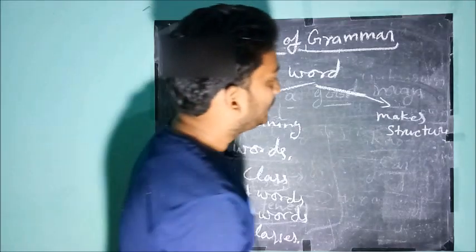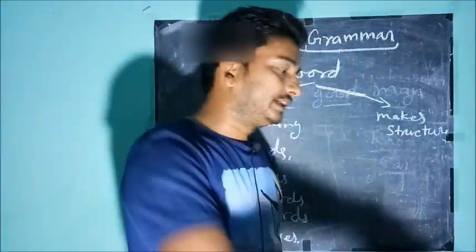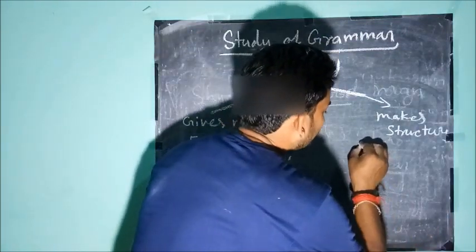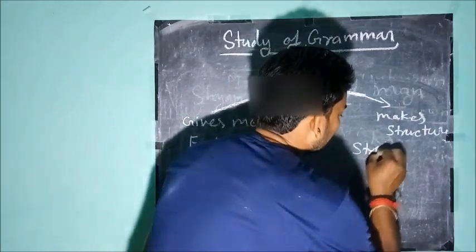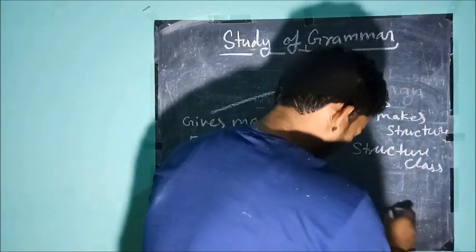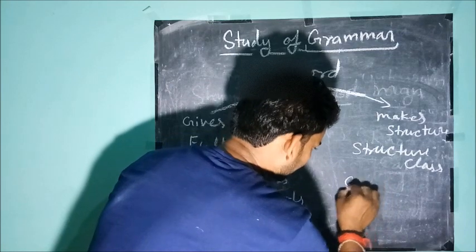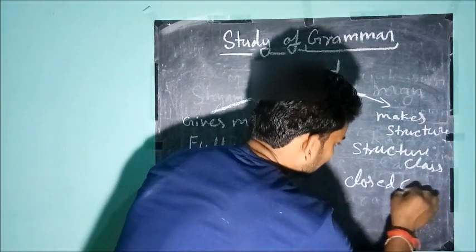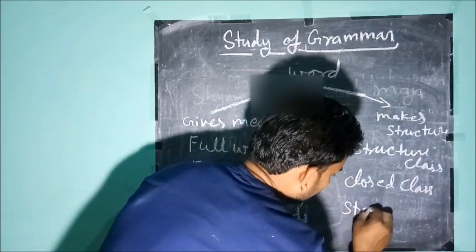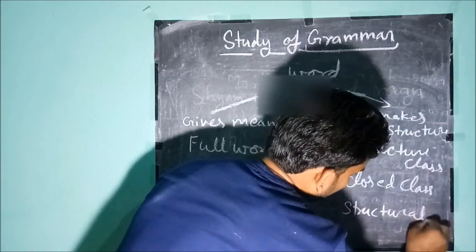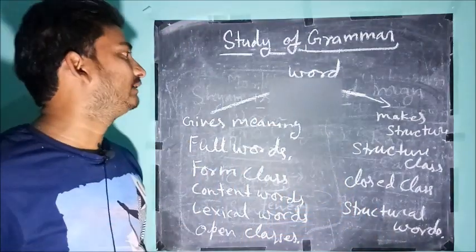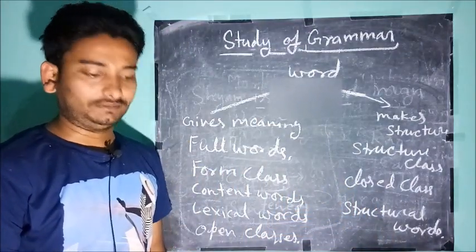And when we talk about structure-making words, they are known by 4 names: structural class, closed class, or structural words. This is the classification of words according to meaning.